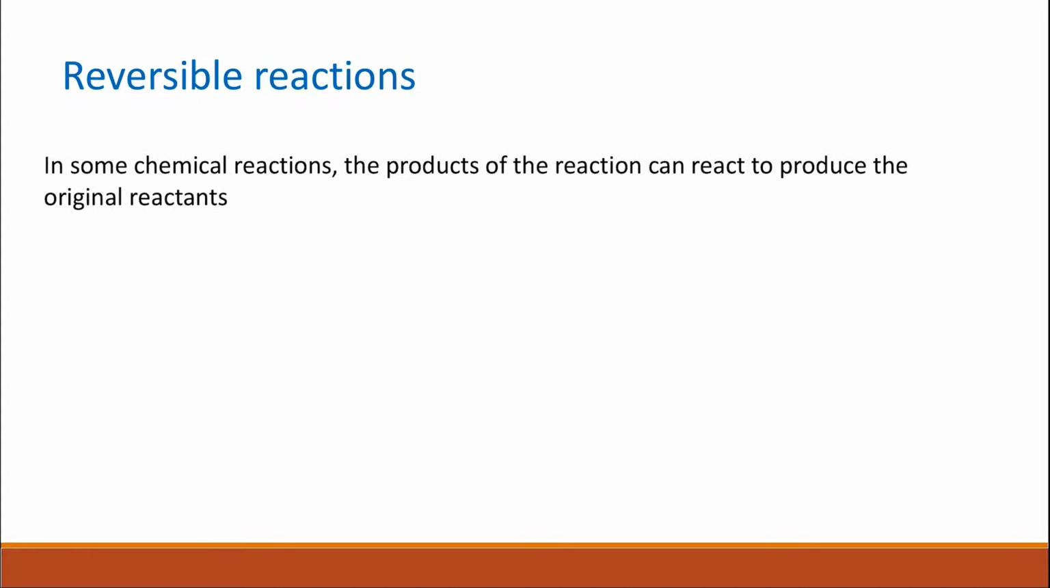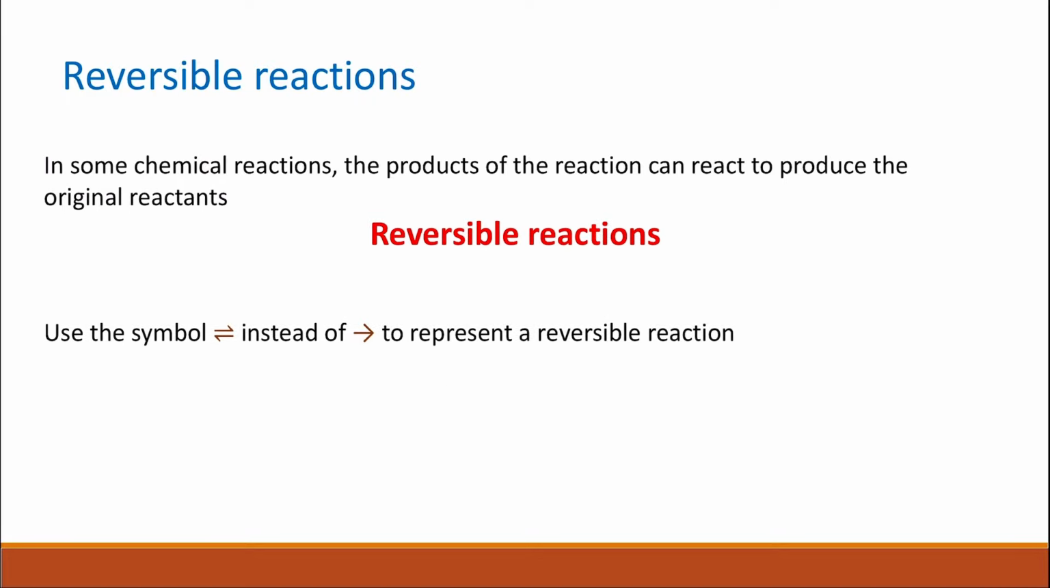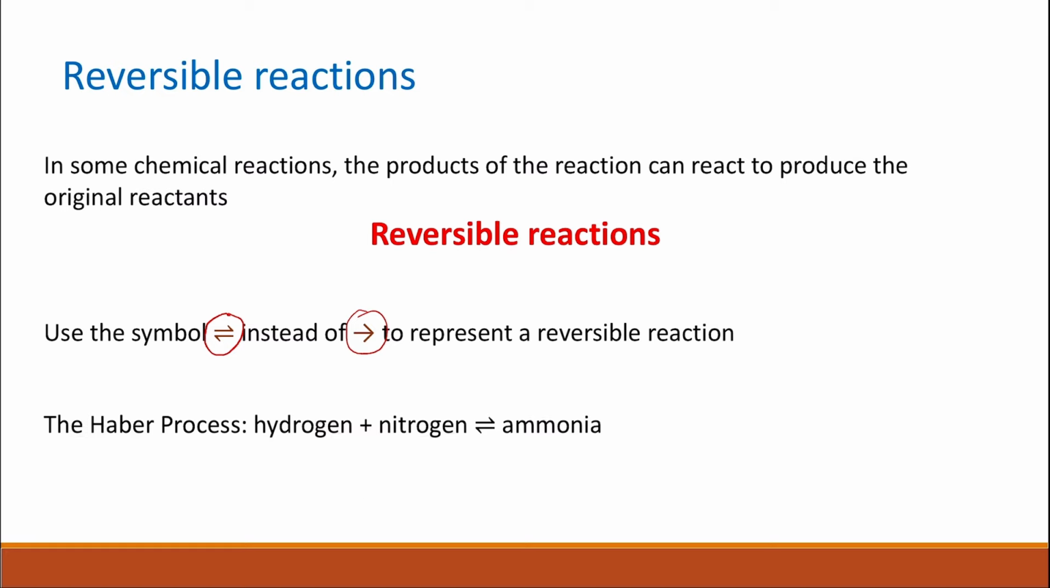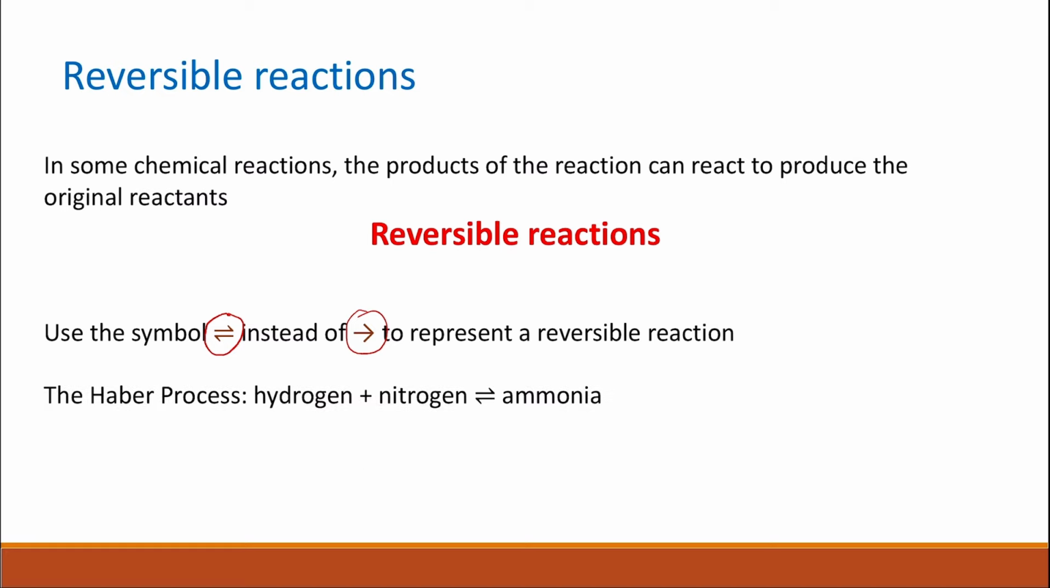Reversible reactions. In some chemical reactions, the products of the reaction can react to produce the original reactants. These are called reversible reactions. So in reversible reactions, we use this symbol instead of that one to represent these types of reactions. An example of these is the Haber process, where hydrogen and nitrogen react together in a reversible reaction to give ammonia.